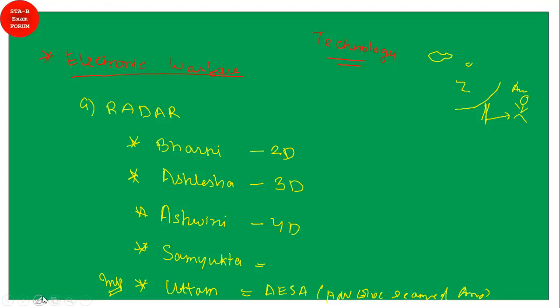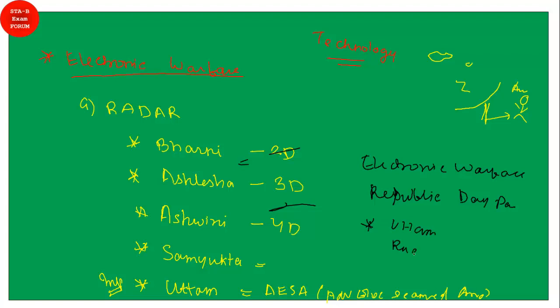This electronic warfare system is displayed on Republic Day. Remember, this electronic warfare was displayed at the Republic Day parade, I think in 2022. This electronic radar display included, the very first one, the Uttam radar, along with the Rudra missile, along with the Astra missile.